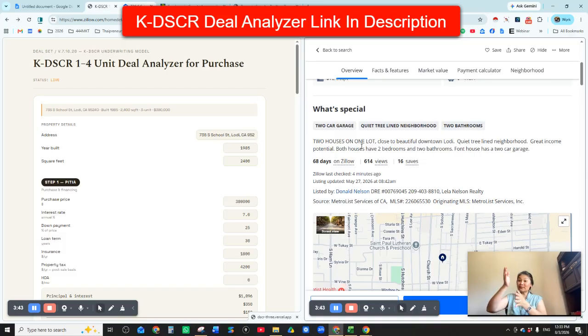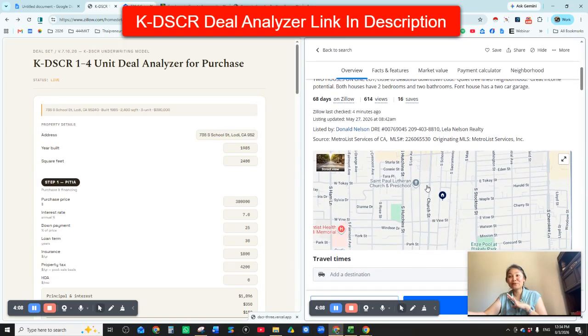For duplex, triplex: a duplex has two units next to each other. Triplex is three units, fourplex is four units, which could be four units on the same floor, or two low, two up. It could be laid out separately, but the bottom line is four units for a fourplex. All right, for this one it's a duplex. Just so you know, I'm not trying to confuse you.